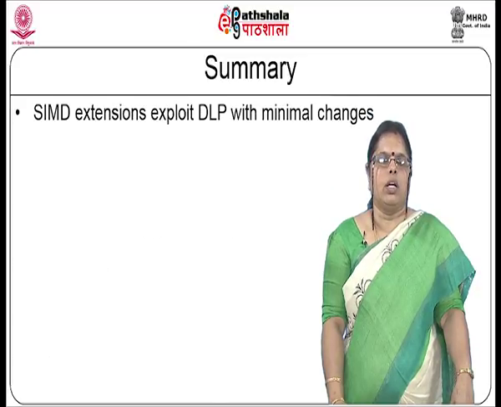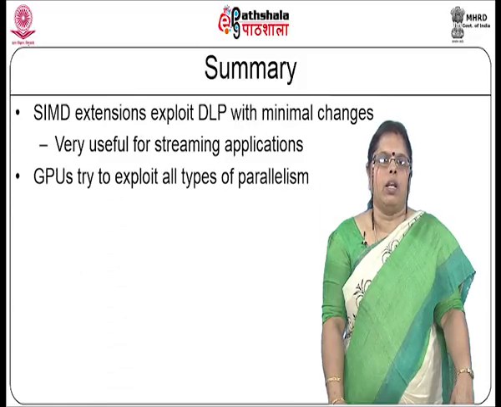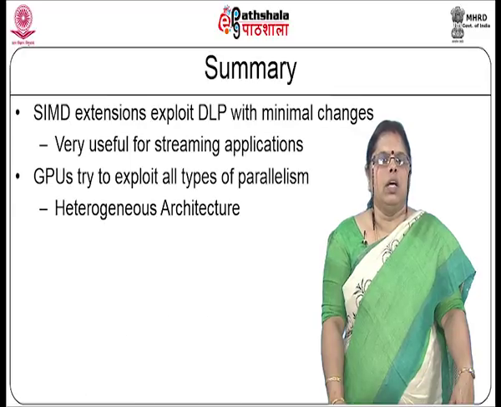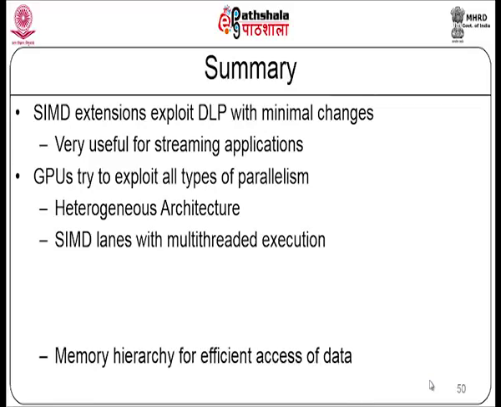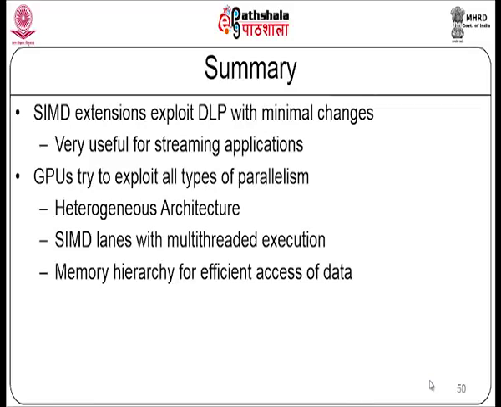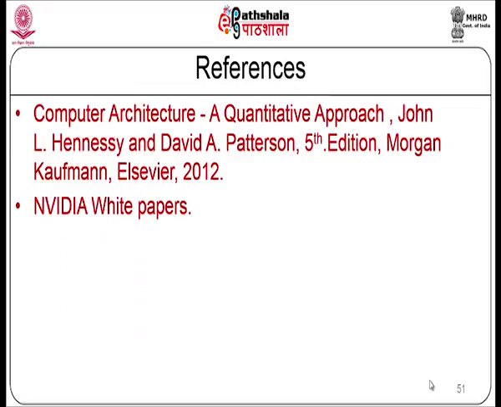And when you look at SIMD extensions, they basically exploit the data level parallelism with minimal changes, and they are very useful for streaming applications. And GPUs try to exploit all types of parallelism. They are an example of a heterogeneous architecture. They have SIMD lanes with multi-threaded execution, and there is a memory hierarchy for efficient access of data. There is support for PTX low level virtual machines, and we have looked at the Fermi architecture as a case study.